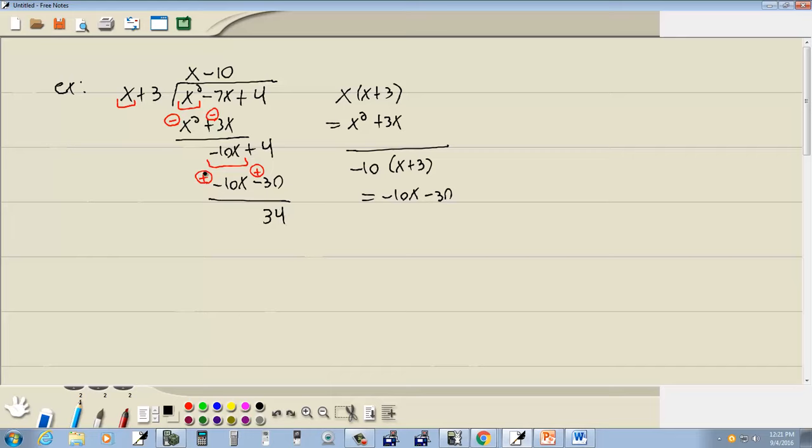Now the degree. Degree is the largest power of x. If I look at x plus 3, the degree of that is 1. Now the degree of 34 is 0. Whenever the degree of this becomes less than what you're dividing by, this is always a remainder. And we take our remainder and we put it over what we're dividing by. So we'll have x minus 10 plus 34 over x plus 3. There are different ways you can write your answer on that, but that's one method.